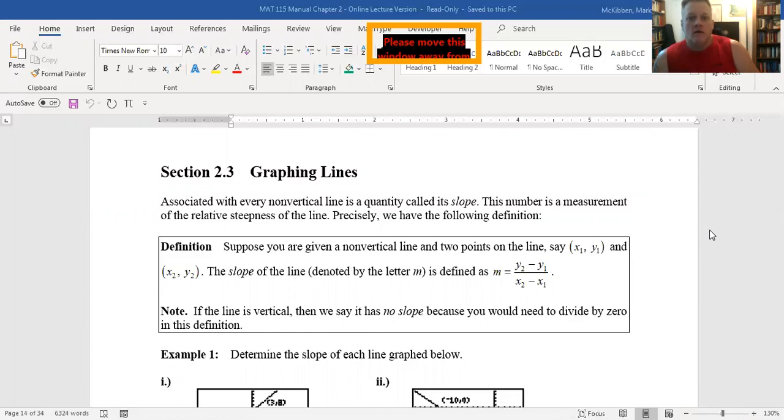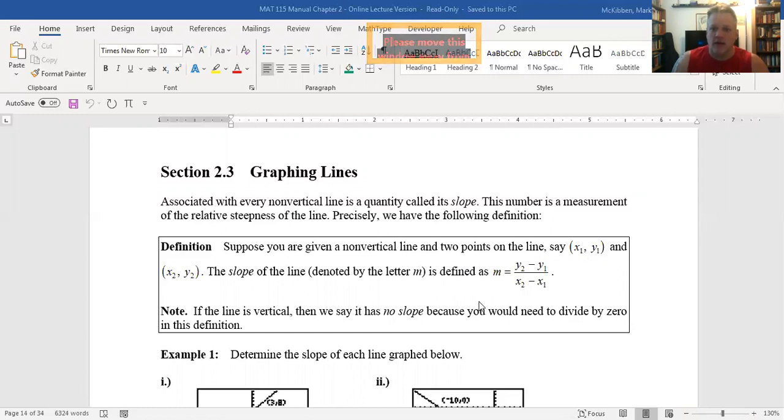All right, so for one, associated with every non-vertical line is a quantity called its slope. It's a way of measuring the steepness of a line. Basically, the definition is if you have 2 points on the line, the slope is the change in the y over the change in the x. So you literally subtract the y coordinates, often called the rise, and subtract the x coordinates, often called the run, and you divide those two. The reason you can't have this on a vertical line is that the x coordinates would be the same, and so you'd be dividing by 0. So there is no such thing as a slope in the case of a vertical line.